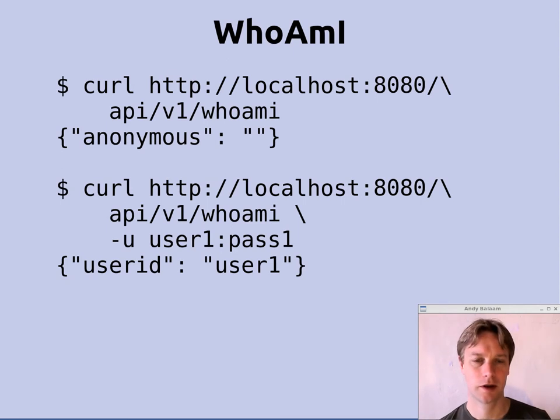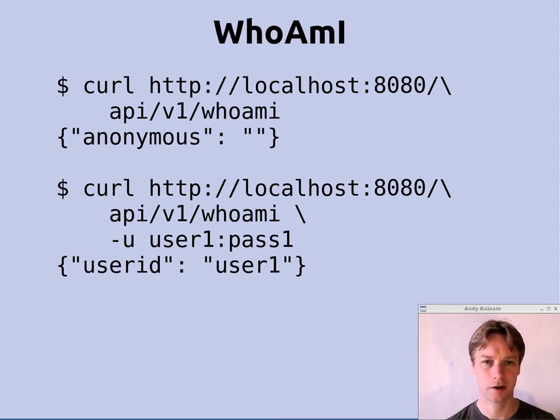Okay, so in order to test this stuff, I had to add a new action, a new HTTP endpoint. So here are the curl commands I'm using to talk to it. It's called who am I. It's under the same URL path as the other stuff we've been using. So API /v1/who am I is our new action.